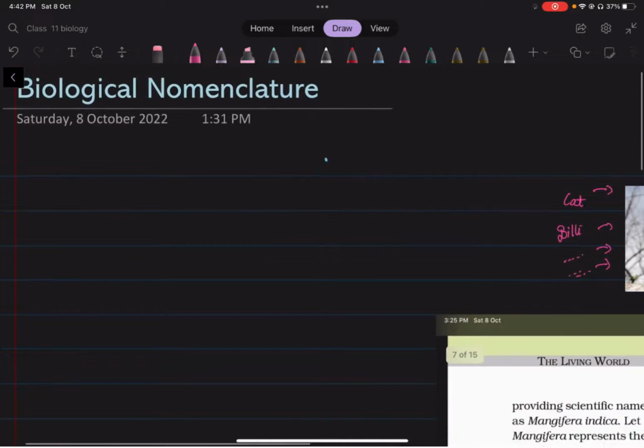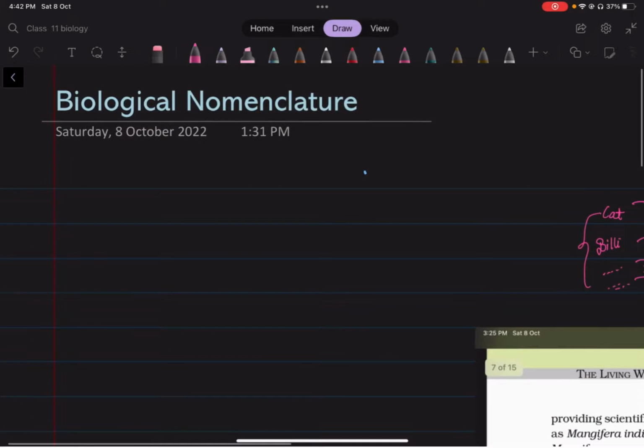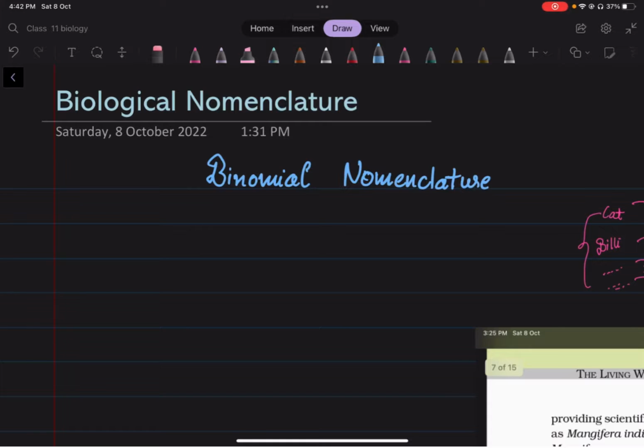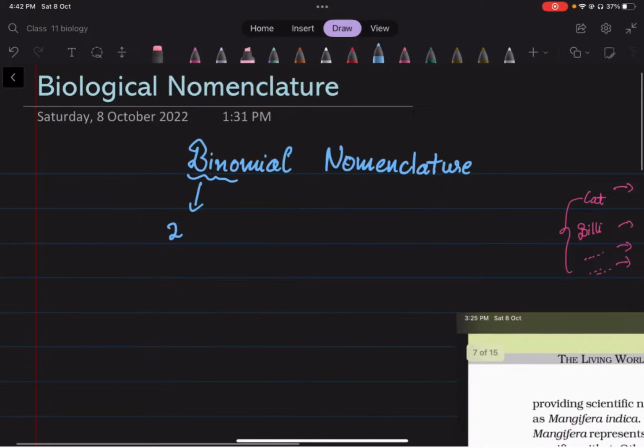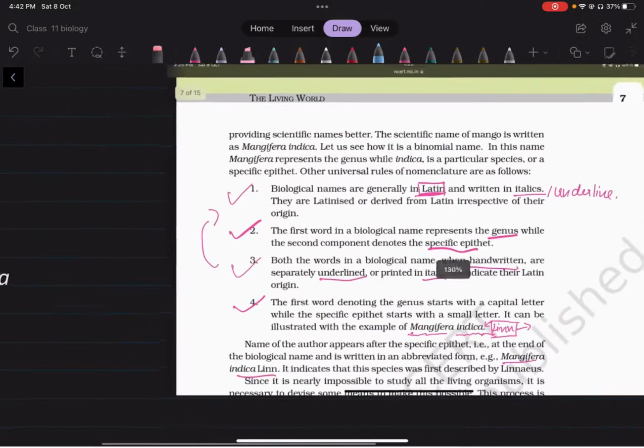Now, to avoid referring to so many names, the scientists devised one common system of naming. Naming means nomenclature. So that was called the binomial nomenclature. Now, what is this binomial nomenclature? It is a name. Binomial means two, right? So it consists of two words. Now, how it is named and what are the rules pertaining to it, let us see.